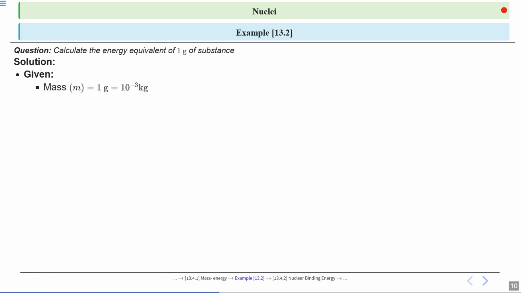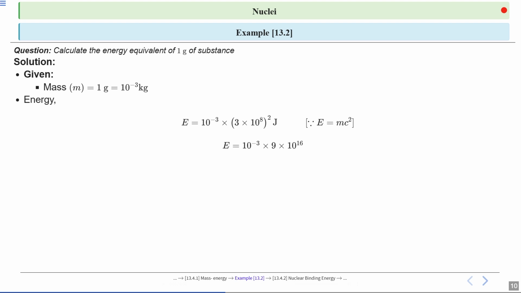Now let's convert the mass into SI units. Remember, 1 gram is equal to 1 times 10 to the power minus 3 kilograms. Next, let's use the formula E equal to mc square, where E is energy in joules, m is mass in kilograms, and c is the speed of light in meters per second. Here c is 3 times 10 to the power 8 meter per second. So we substitute the value: E equal to 10 to the power minus 3 multiplied by 3 into 10 to the power 8 squared.